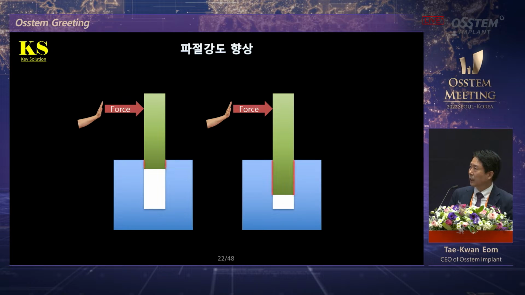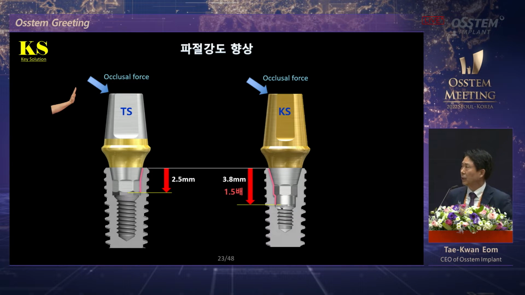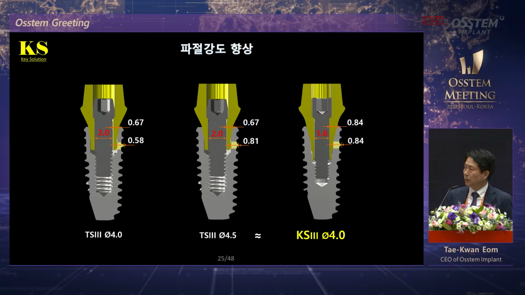So the fracture strength is increased in a container like this because of the lever principle. The right side would be stronger. So TS versus KS, the depth is different. When roots are deeper, the tree gets more strength from the ground. So because of this root length difference, the effect is different. The screw is 2.0 in TS and it is reduced to 1.6 in KS.